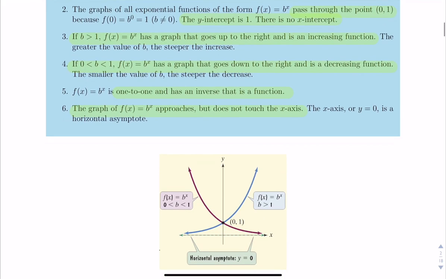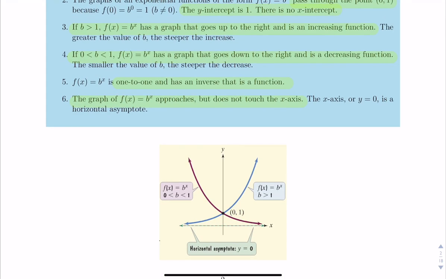So you can see a general idea right below. When b was between 0 and 1, we have a decreasing function, which is our red line. And then if b was greater than 1, we have an increasing function, which is the blue line. In both circumstances, they went through the point (0, 1), and they both get closer and closer to the horizontal asymptote at y equals 0.